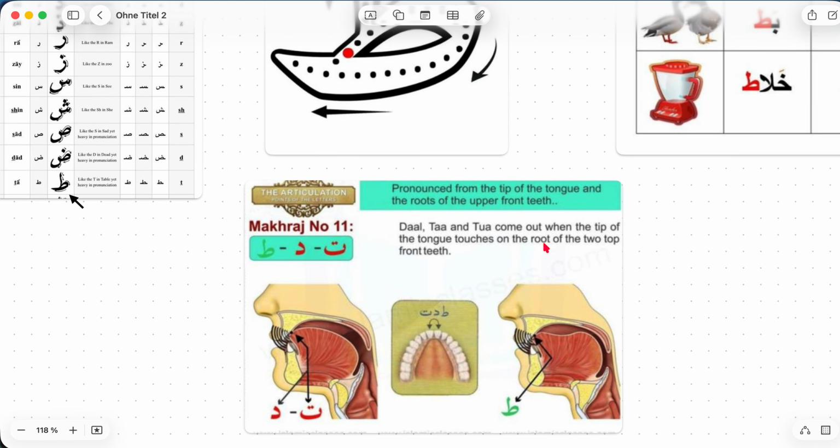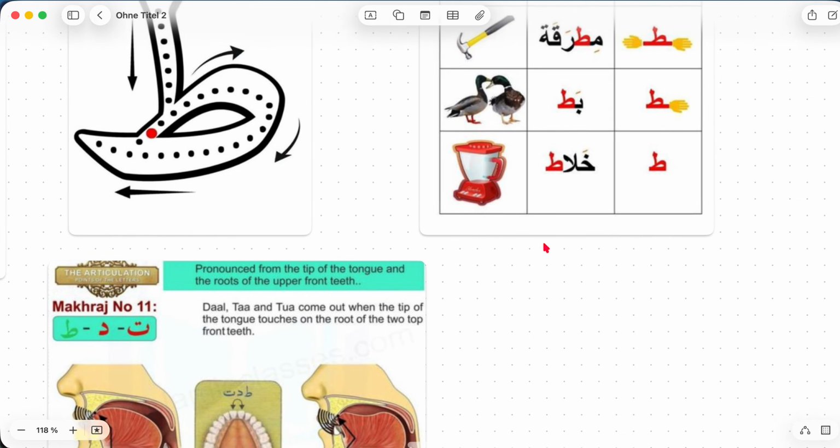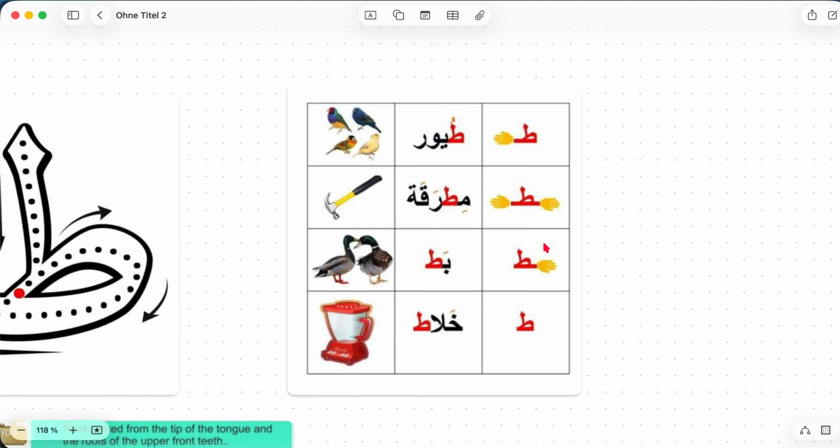Okay, now we will learn the positions and how we write the letter Ta in many positions or forms. The letter Ta in the beginning of a word, like tuyur, is like this here. Ta in the beginning of a word has one hand.